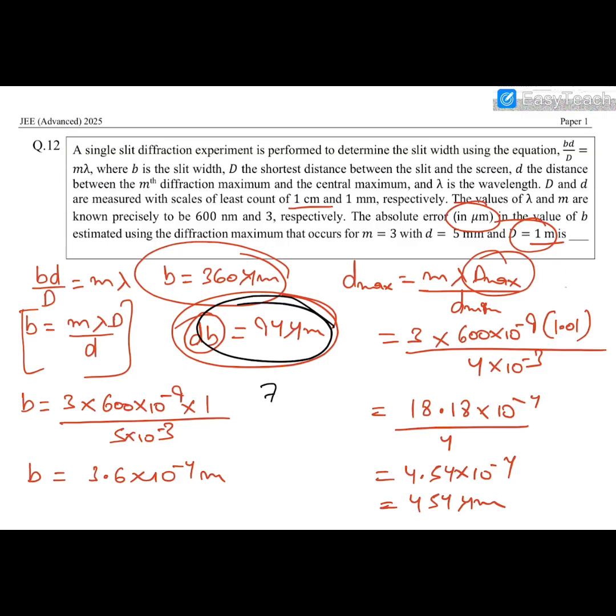it would be around 74 micrometers. So I think that method is absolutely wrong, and JEE also agrees with this answer. So this should be the correct answer. Now we move on to the next question.